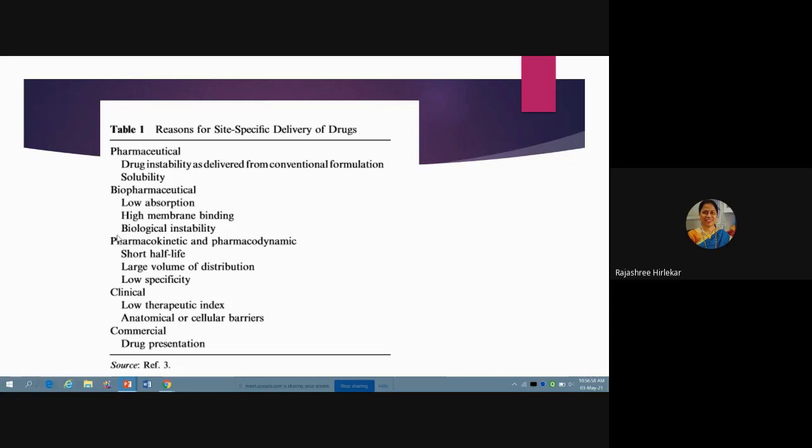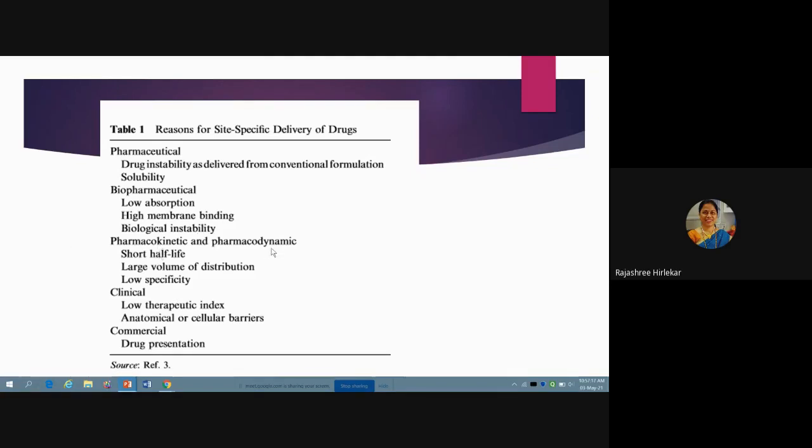Then there are certain drugs which are unstable, that is, biological instability of the drug. Proteins and peptide types of drugs are not stable in the GIT. So in such cases, you can locate them at the target site.